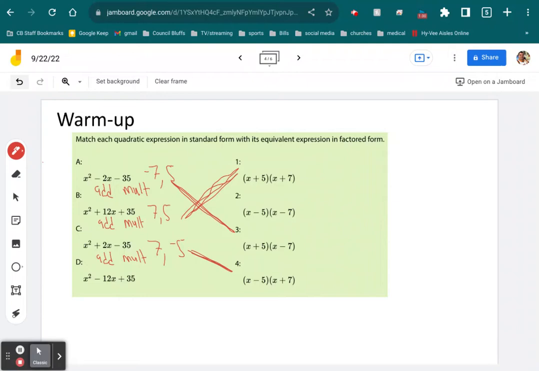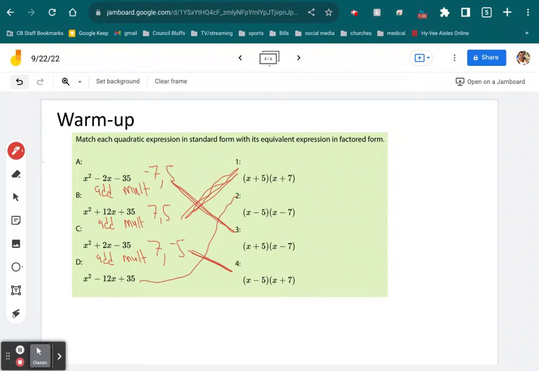And then we don't really have to do anything with the last one because by process of elimination, that means that D will match up with 2. So that is our warm-up for today's lesson, just a wrap-up of yesterday's lesson, a quick review.